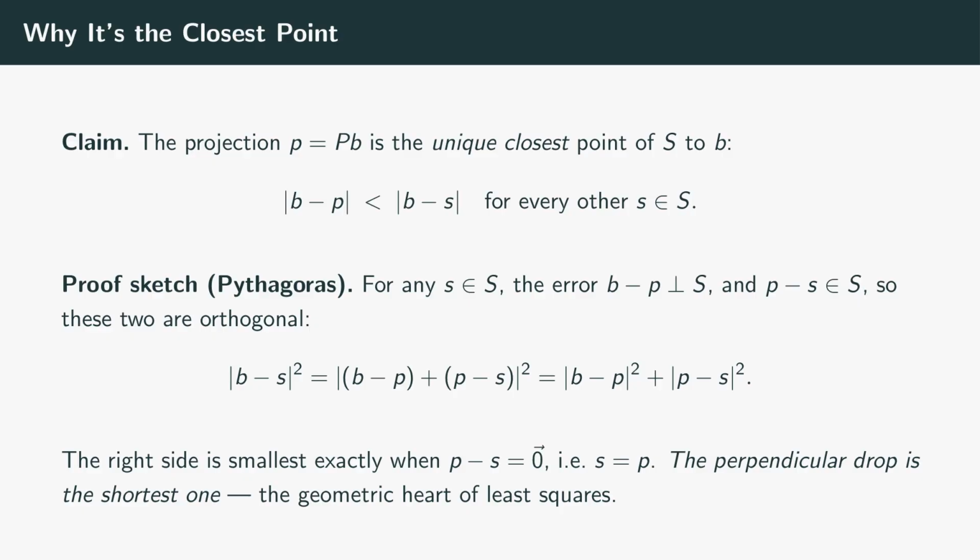Split the distance from b to S into two legs: from b to the projection P, and from P to S. The first leg is the error, which is perpendicular to the whole subspace. The second leg, P minus S, lies inside the subspace. So the two legs are perpendicular to each other, and Pythagoras says the squared distance from b to S equals the squared distance from b to P, plus the squared distance from P to S. That sum is smallest exactly when the second term is 0, which means S equals P. So the projection wins always. The perpendicular drop is the shortest one, and that single fact is the entire geometric reason least squares works, which is where we're headed in two episodes.